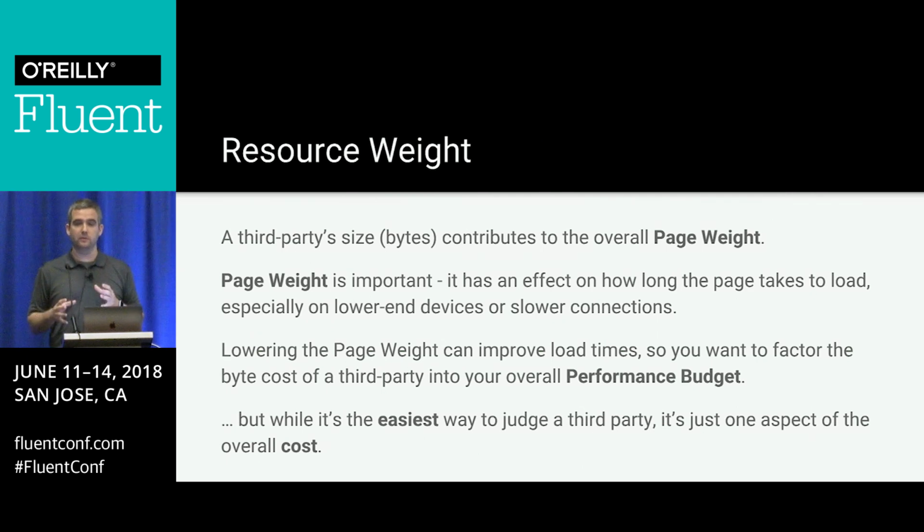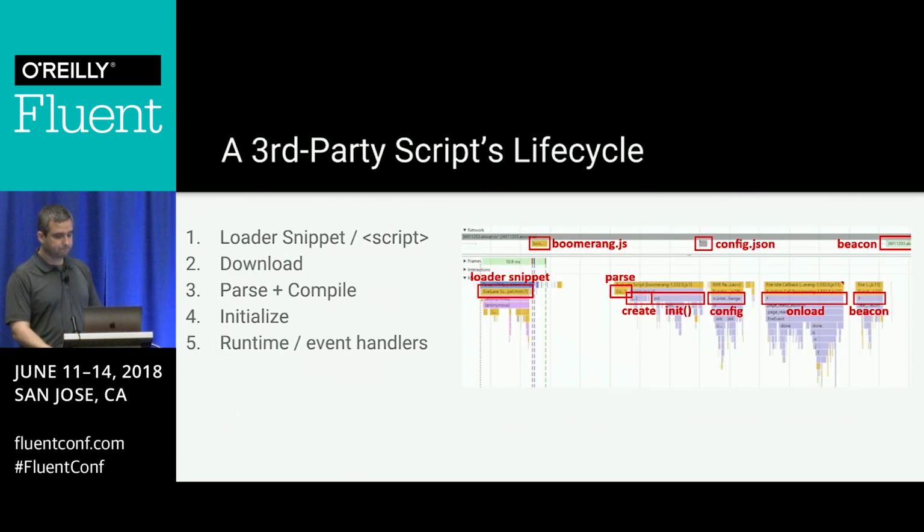So every third-party library you add, you have to weigh it against your overall performance budget. You've got to make sure it's worth the cost. But at the end of the day, that's just one way to judge a third-party library, how big it is, how many bytes there are. We've got to step back a second. We really have to consider all the different ways that a library is going to be interacting with your app.